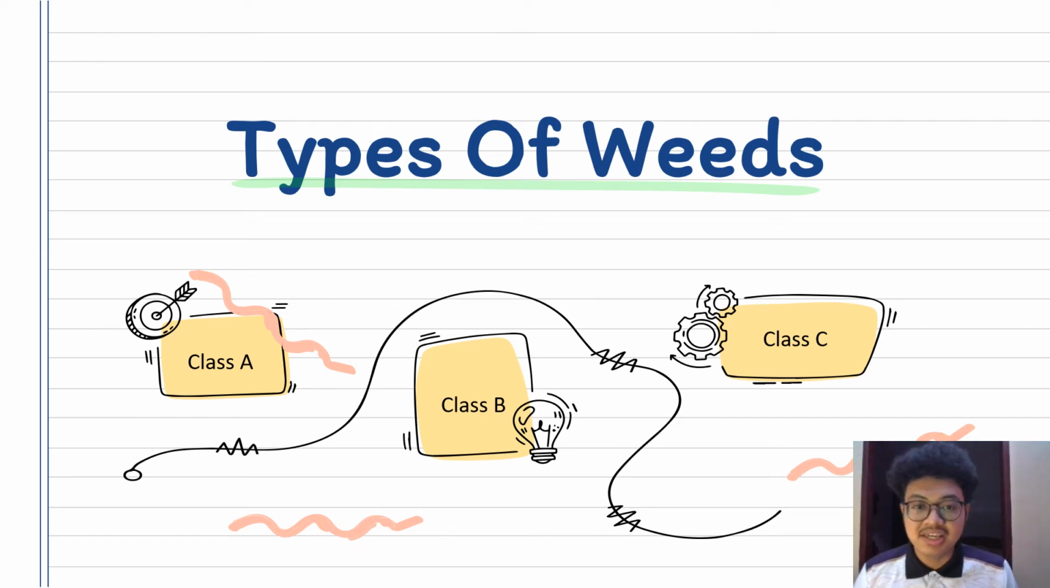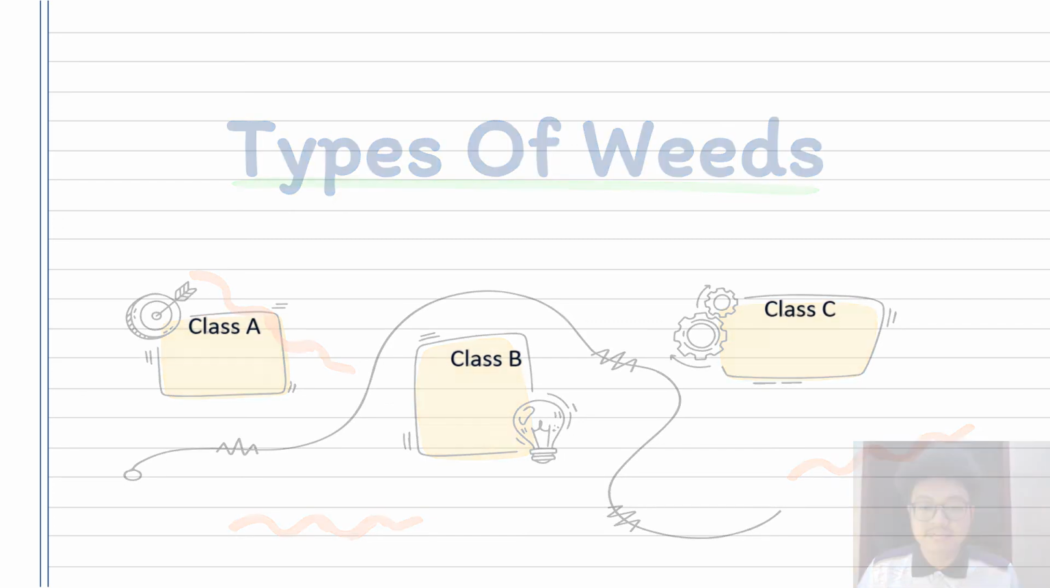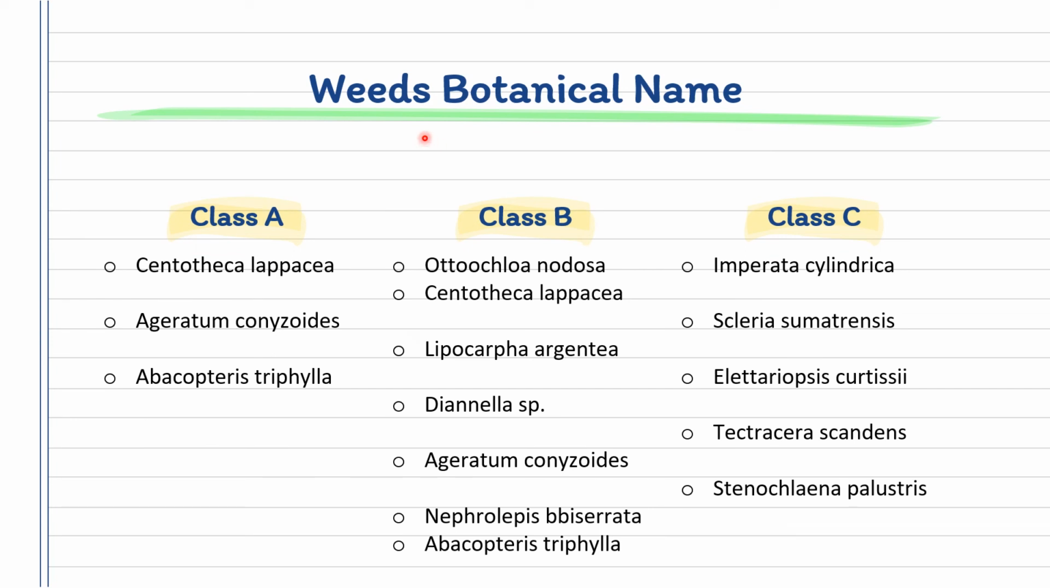Firstly, Class A. Class A is plants that grow in the field. Next, Class B. It is useful but requires proper control, depending on circumstances. And lastly, Class C. Undesirable plants that must be removed. So for the weeds' botanical names, you can see these are the scientific names for each class.